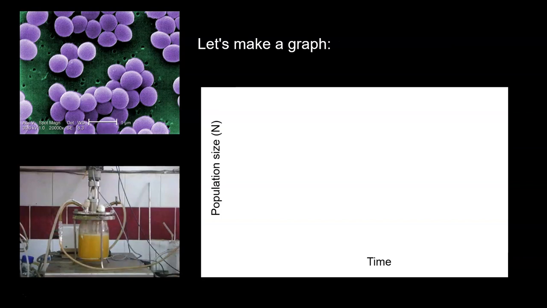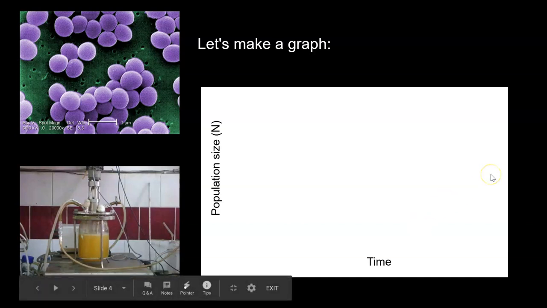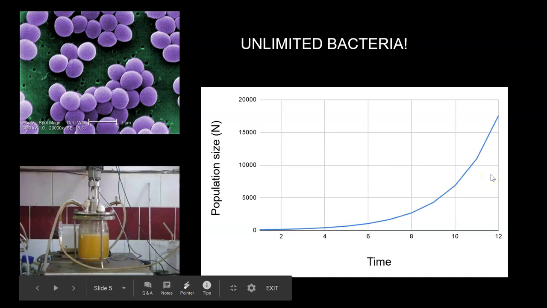So this is a population size or population growth graph. On the y-axis going up, we're going to have population size. On the x-axis going across, we're going to have time. Some people put this in generations, but going left to right is time, going up and down is the actual size of the population. So let's see what that's going to look like.